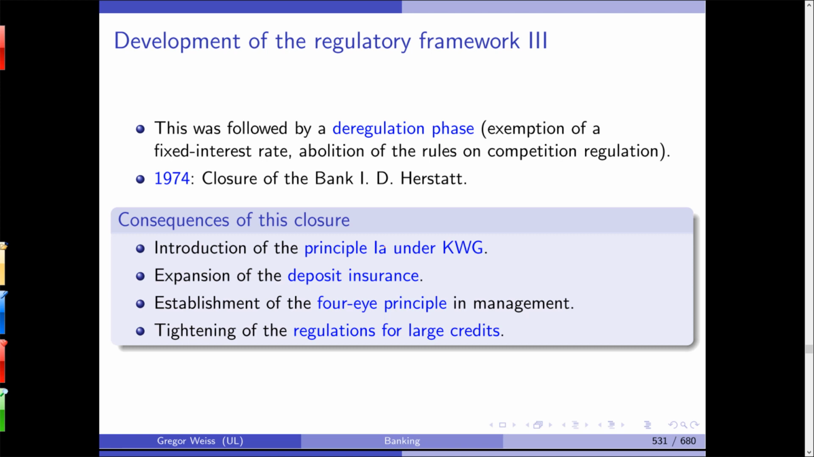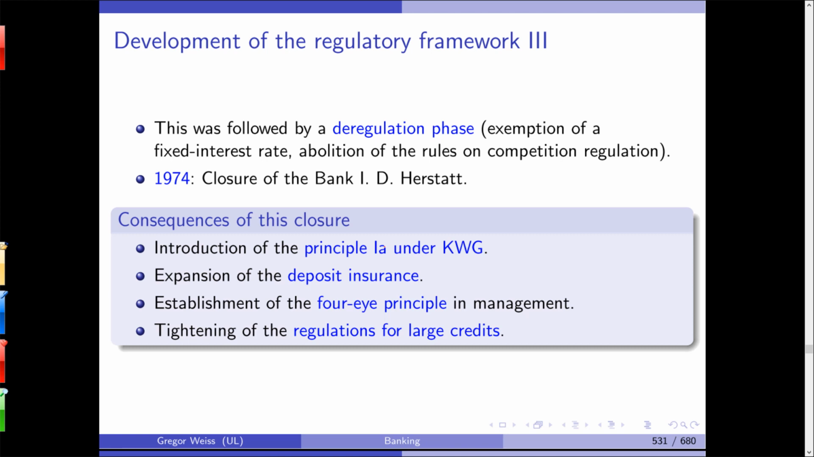Grundsatz 1, Principle 1, or Principle 1A of the German Banking Act. We expanded deposit insurance. We established a four-eyes principle in management, pretty standard, but not until that time. And we tightened regulation for large credit.